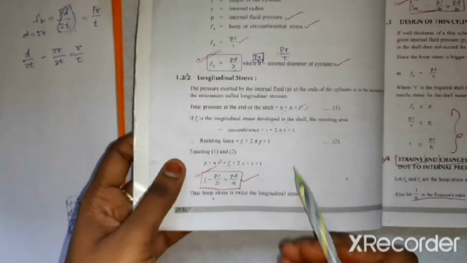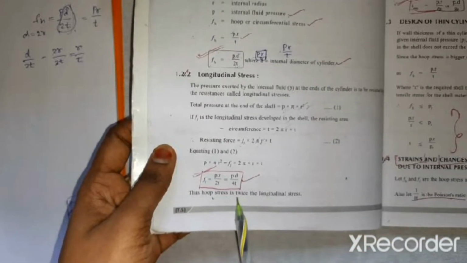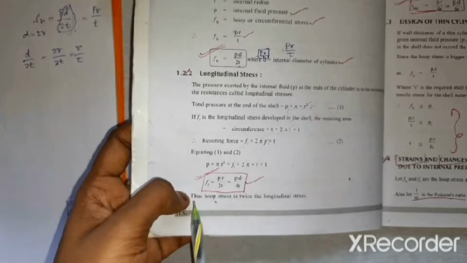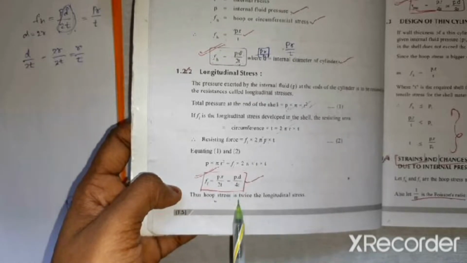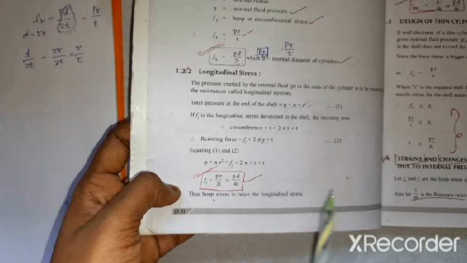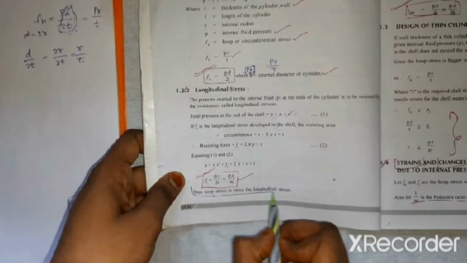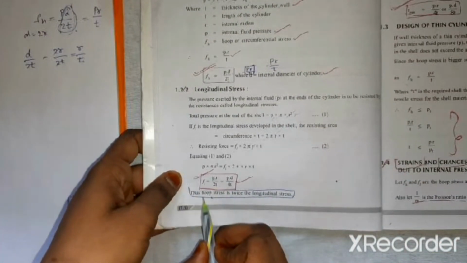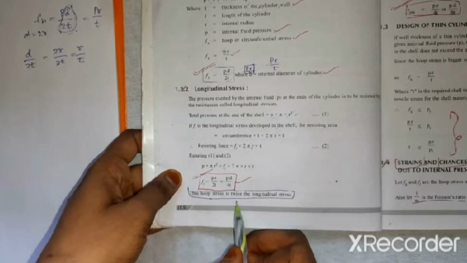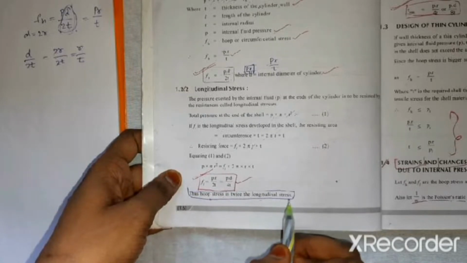Here we can see that hoop stress is twice the longitudinal stress. Okay, this is an important point, consider it as important. Thus hoop stress is twice the longitudinal stress.